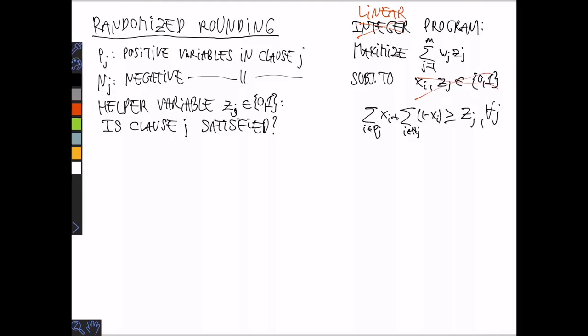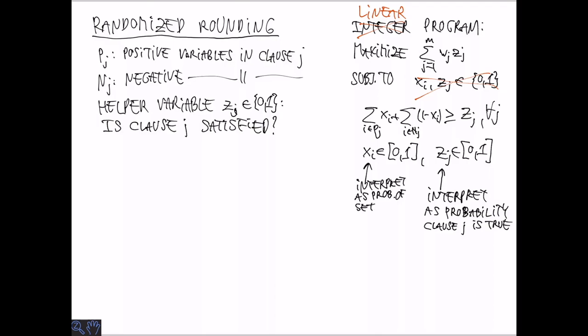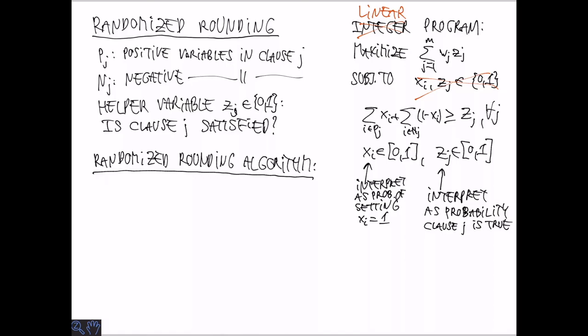So this was the integer program, but of course we can relax it to a linear program, by not requiring xi and zj to be integer, but instead to be in the whole interval 0 to 1. So now these values we can interpret as probabilities. So zj can be interpreted as the probability that clause j is going to be true, and xi is going to be interpreted as the probability that we want to set xi equal to 1. So this suggests a randomized rounding algorithm in which we take an optimal solution to the linear program, call that x star, and we set xi hat to be 1 with probability xi star.